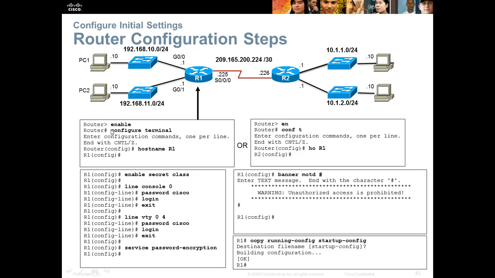When we type enable, our prompt changes to router and pound. This is known as privilege mode. In privilege mode, we can do a lot of our show commands and get an idea of what's going on with the router. If we want to make any changes to the router that would affect it globally, we get into configure terminal, or known as global configuration mode. This would be a great slide to reference when you have to do some of the basic configurations, such as passwords, encrypting your passwords, host names, a banner message of the day, and copying your startup configuration.